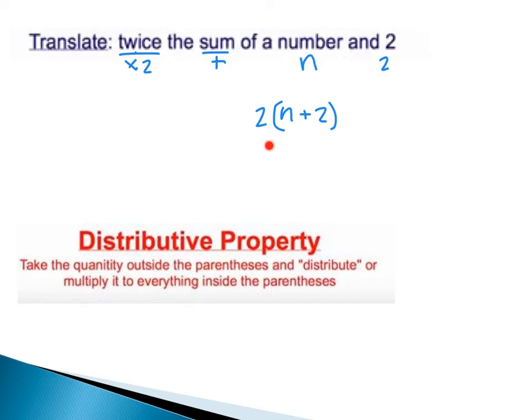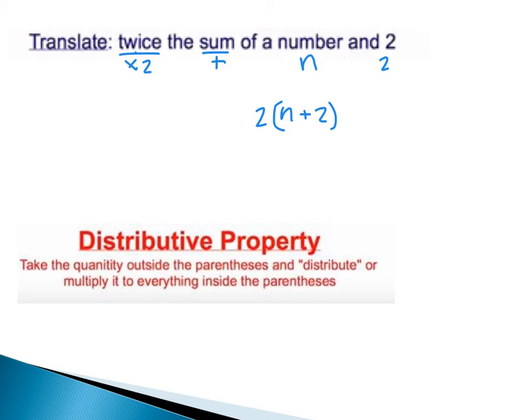Well, can I simplify this? No, the answer is no. If you think order of operations, when I look inside the parentheses, I have n plus 2. This cannot be simplified because I don't know what n is, and I cannot, like we talked about, combine n and 2 because they're not like terms. So how do I simplify something like this if I don't know what n is?